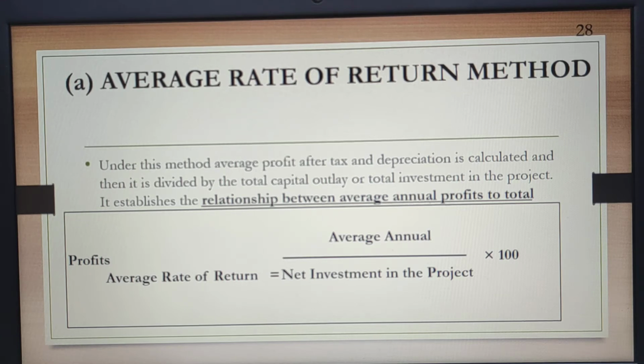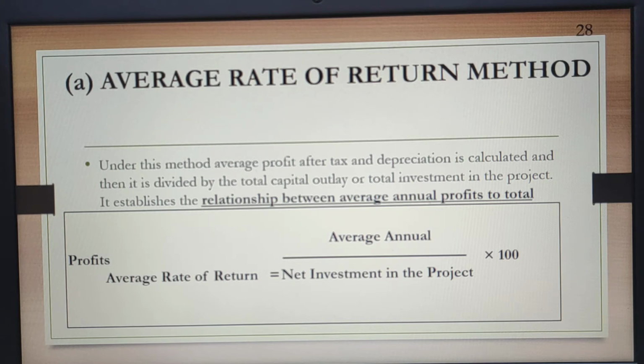Under this method, average profit after tax and depreciation is calculated, and that profit is divided by the total capital outlay, or we can say total investment in the project. It establishes the relation between average annual profits and investment. So, average rate of return equals average annual profits upon net investment in the project into 100.